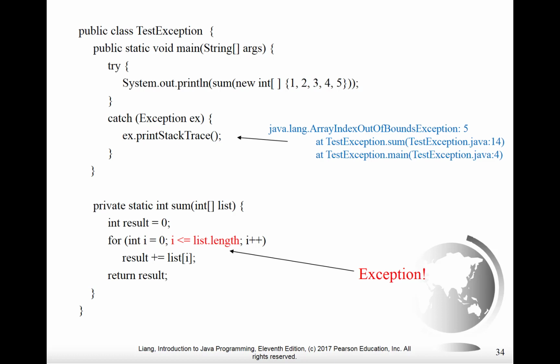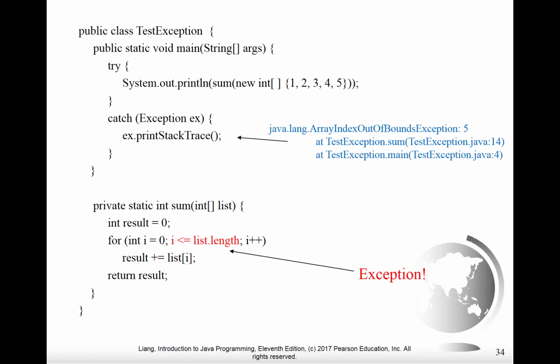And at that point, i is too big. We're going beyond the end of the array. We've exceeded the bounds of the array, and we are going to get an ArrayIndexOutOfBoundsException, which is a subclass of Exception. So we're going to then throw an exception at this point.